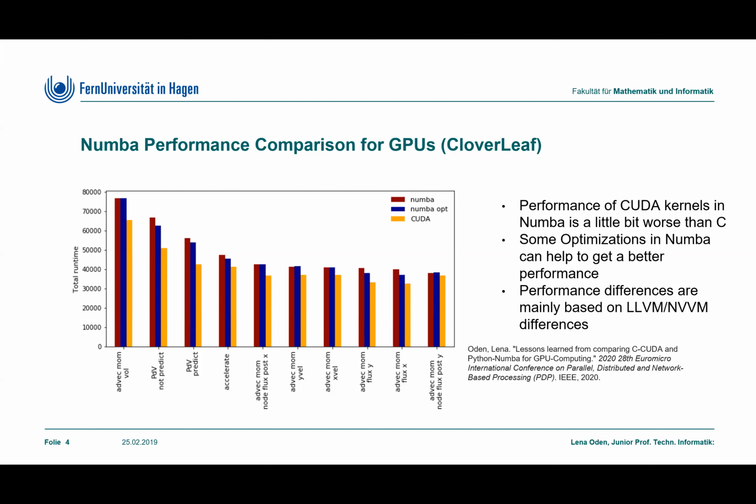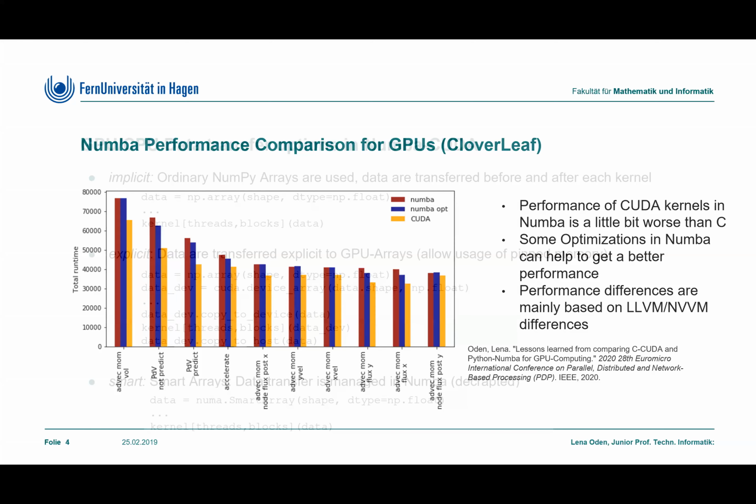As for the remaining overhead, why Numba is slower than CUDA, we're still not completely behind it, but basically it's based on LLVM and NVVM, because this is what it uses in the background. And if you use LLVM with CUDA, it's always a little bit slower. So you don't get the full performance, but it's still satisfactory.